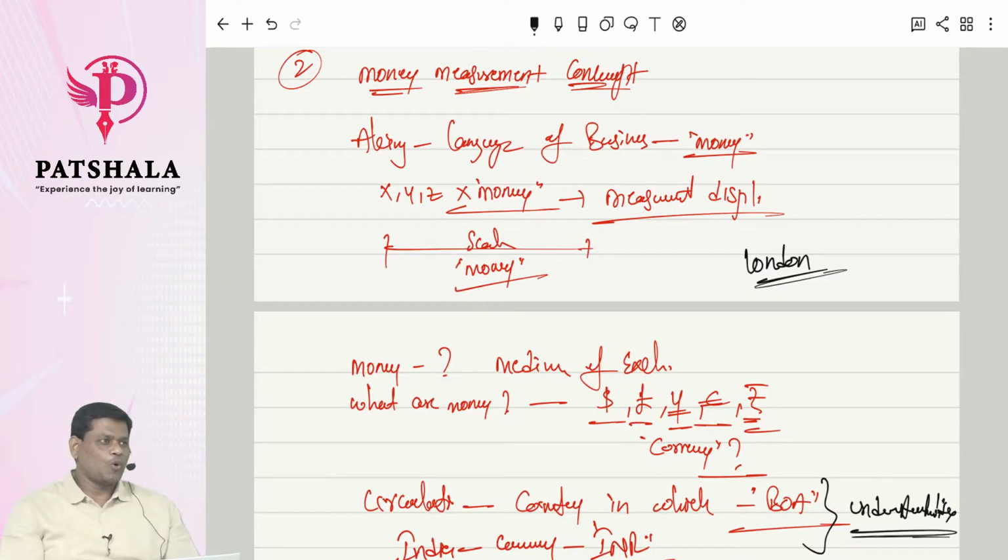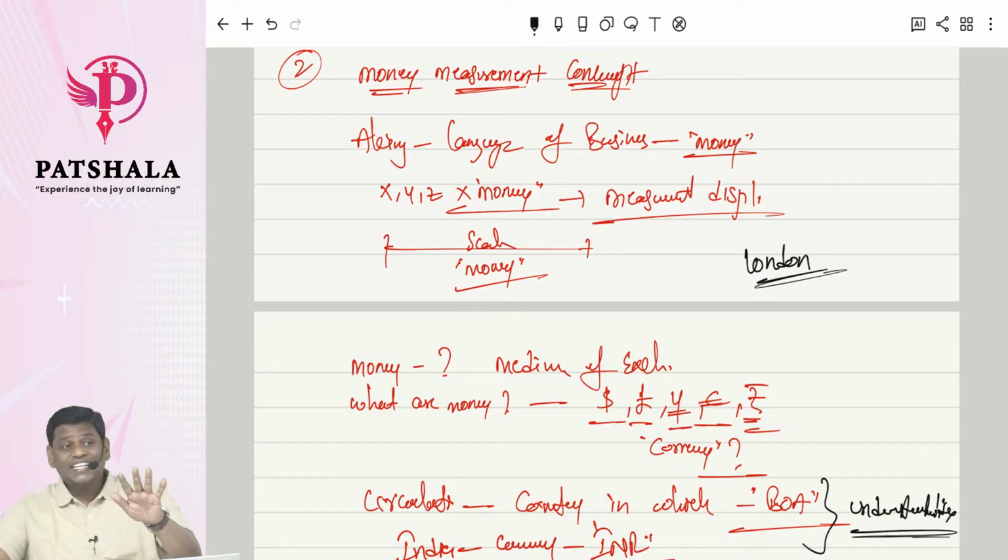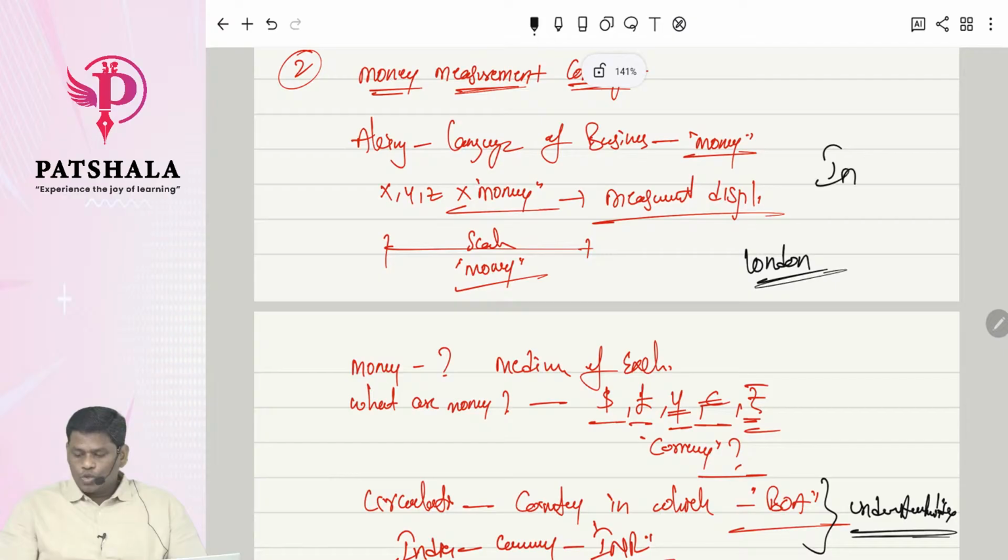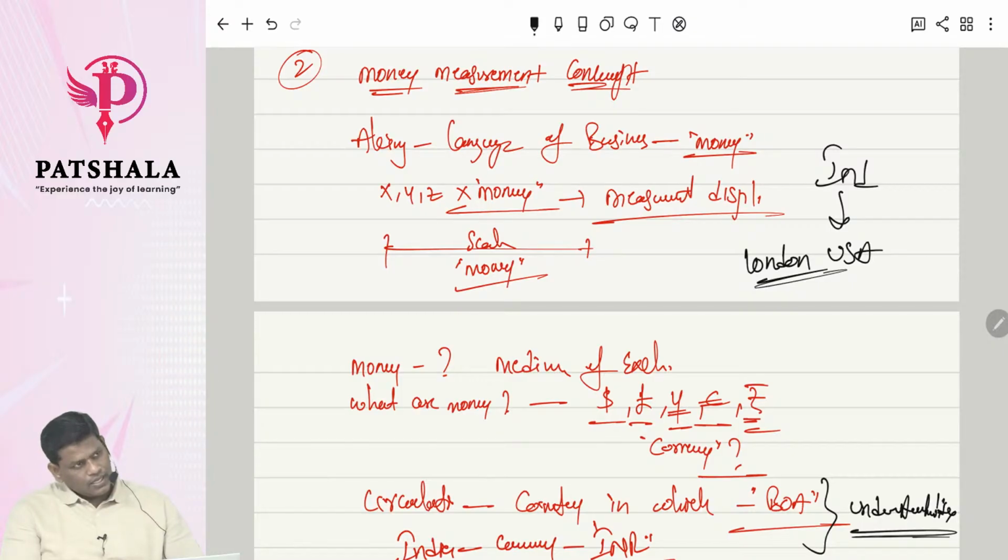My business is in Europe. Euros. My business is in China. Yens. Like that every country has a currency. It is not the country in which you are doing business, but the country in which you are maintaining books. Because from India I do business to USA. USA follows dollars, India follows INR. Which should I follow? Check where you are maintaining books. You are maintaining books in India: INR. If you are maintaining books in the US, dollars.